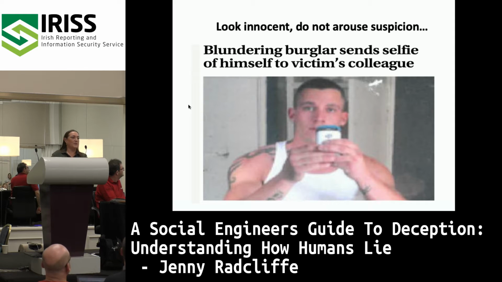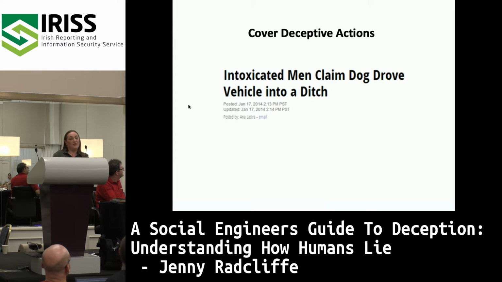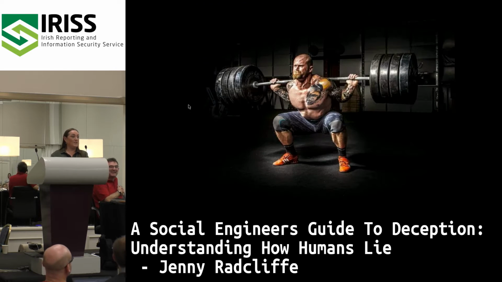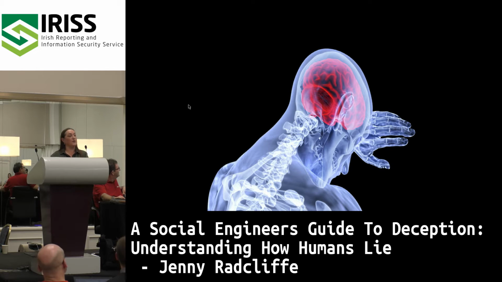This genius broke into a house, stole a phone, took a photograph of himself with the phone in the house, and then sent it to the lady's workmates. Incarcerated. You also have to cover your deceptive actions with something else and try and give a story that covers up what happened. And also, you have to remember the details of a new story, and preferably not one that anyone else can deny. And so what happens is your brain's doing a lot of heavy lifting. It kind of overloads. We call it cognitive overload.